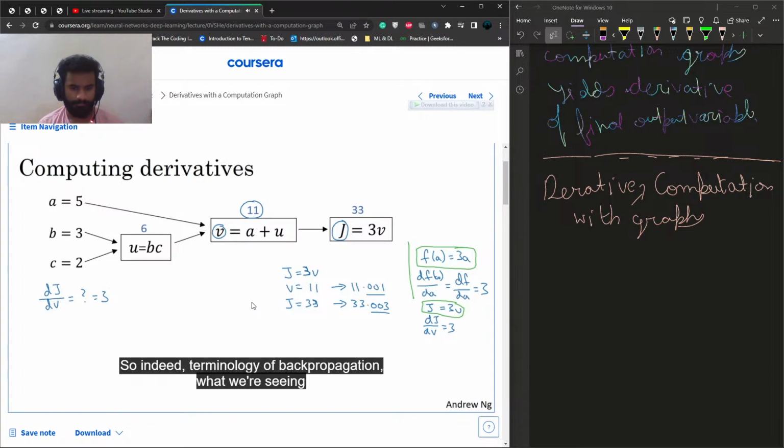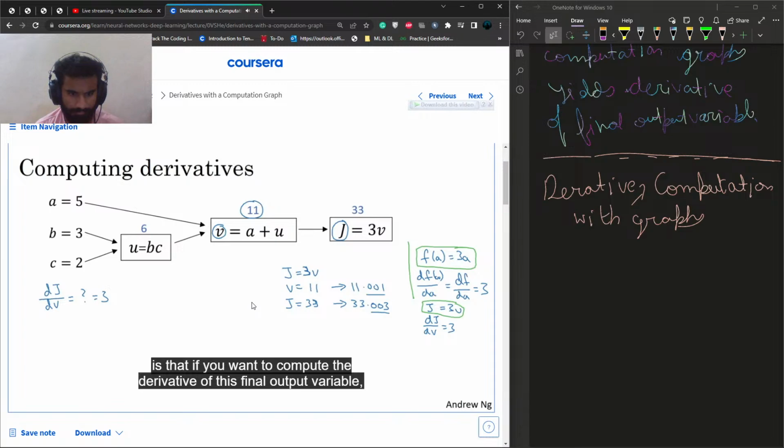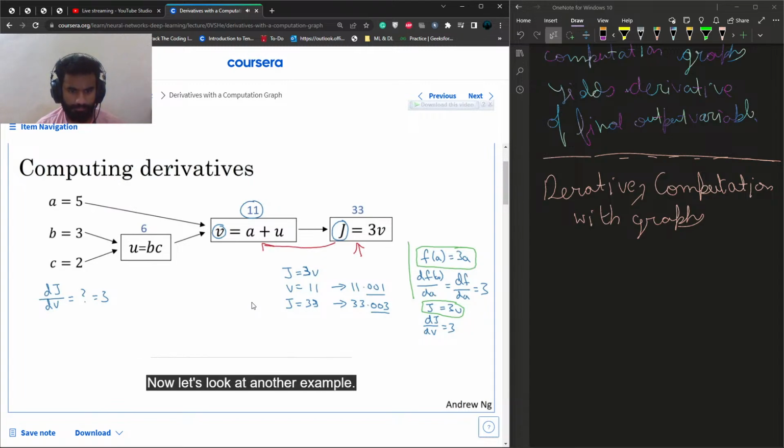So in the terminology of backpropagation, what we're seeing is that if you want to compute the derivative of this final output variable, which usually is the variable you care most about, with respect to v, then we've done one step of backpropagation, so we've gone one step backwards in this graph. Now let's look at another example.